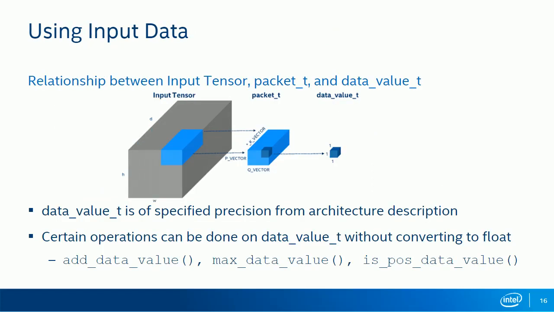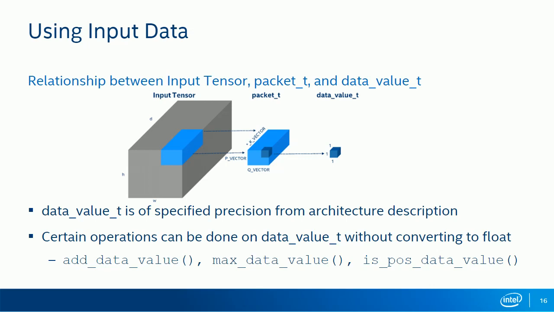The input data can be used as in the example in the previous slide. This slide shows the relationship between the input tensor, the packet, and the data itself. Data is by default of type data value T, which is not a standard OpenCL data type and oftentimes needs to be converted to float to be operated upon. Data value T is of the data type specified in the architecture description. For example, FP16 or FP11.